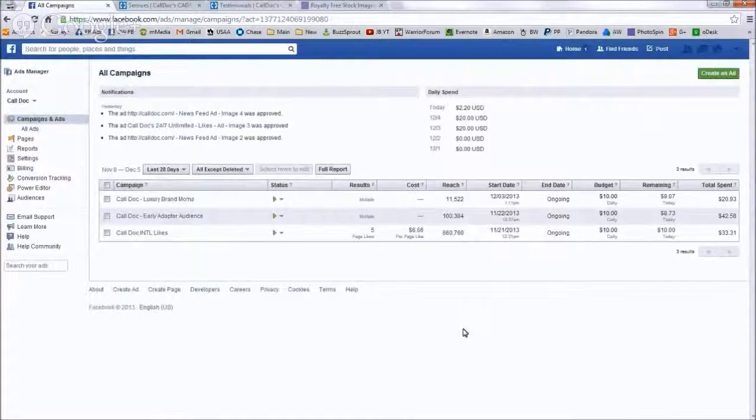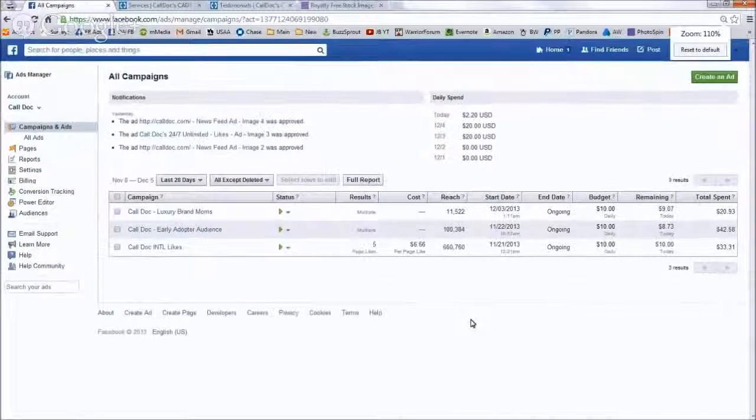Here is the actual campaign setup I'll be doing. It's for CallDoc. So they've asked me to make 4 ad campaigns for them. The nice thing about doing this video with their ads on it is I'm sharing their service and what they do with you, so you can get to know what they do also.